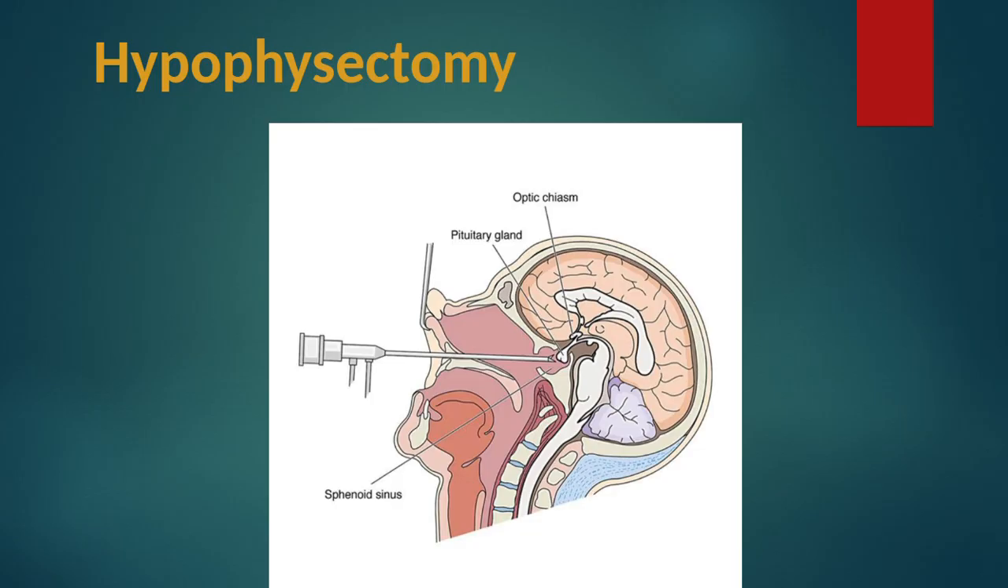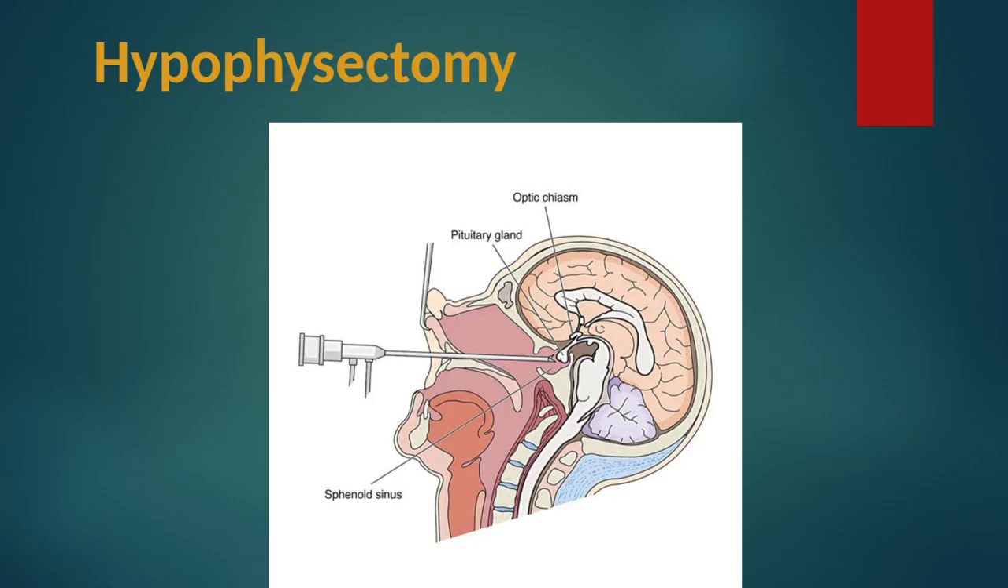This image shows the anatomy and surgical approach used in a hypophysectomy, which is the removal of the pituitary gland. The pituitary gland, sometimes called the master gland, sits at the base of the brain just behind the bridge of the nose and below the optic chiasm, where the optic nerves cross. You can see that it is located within a small cavity of the skull called the sella turcica, which is part of the sphenoid bone.